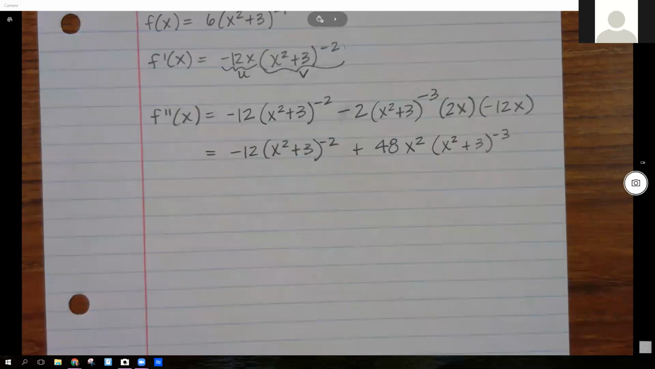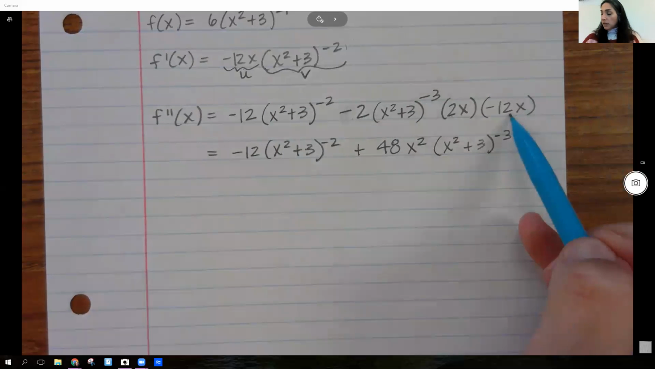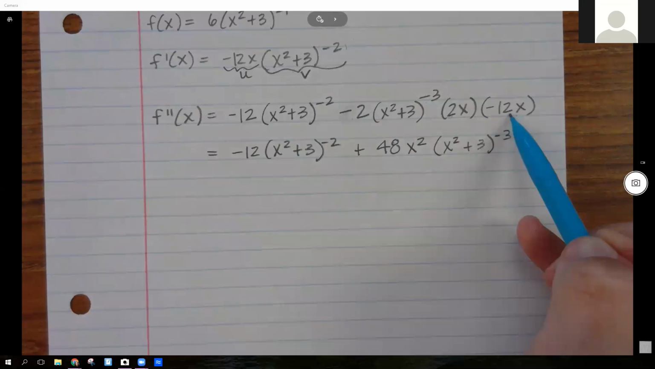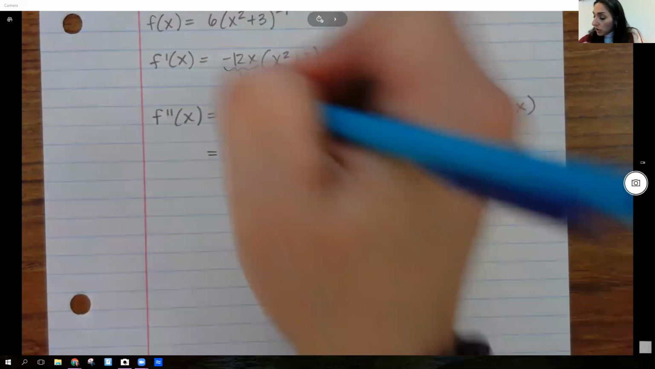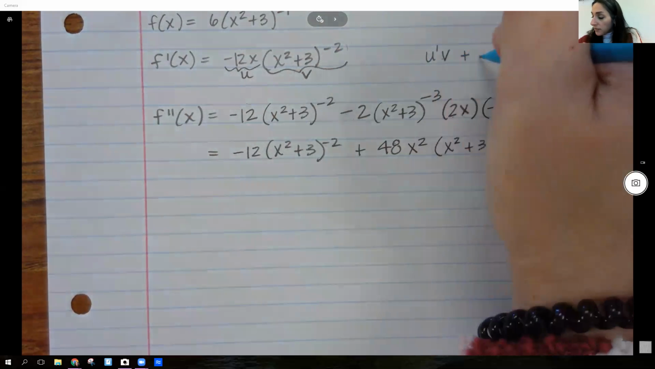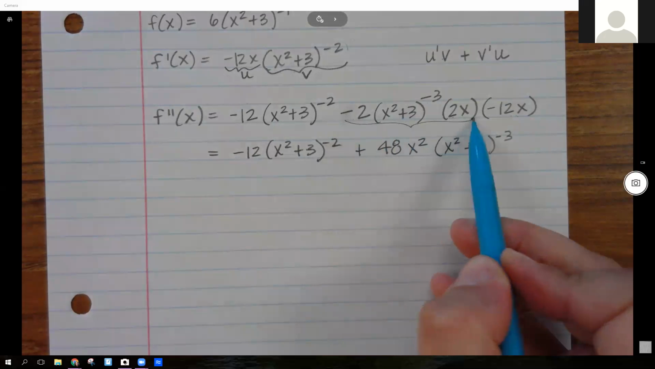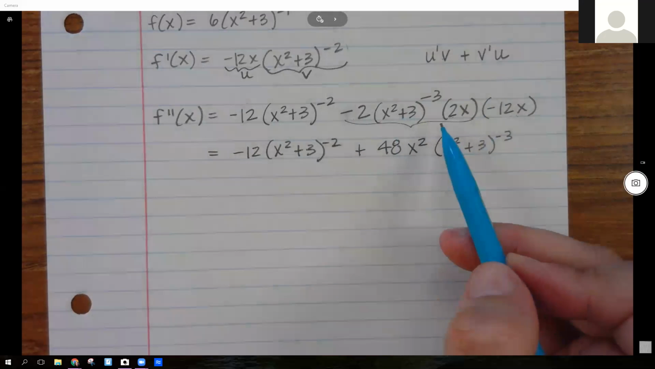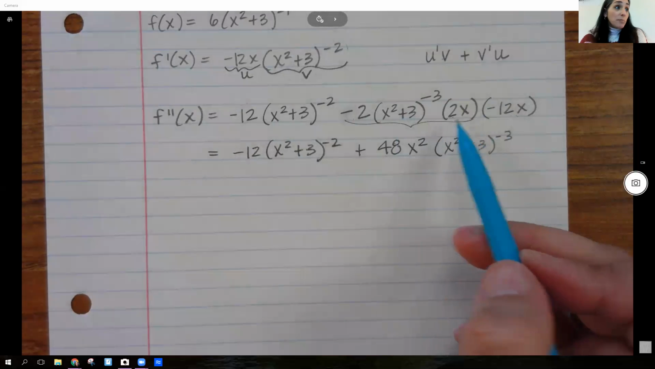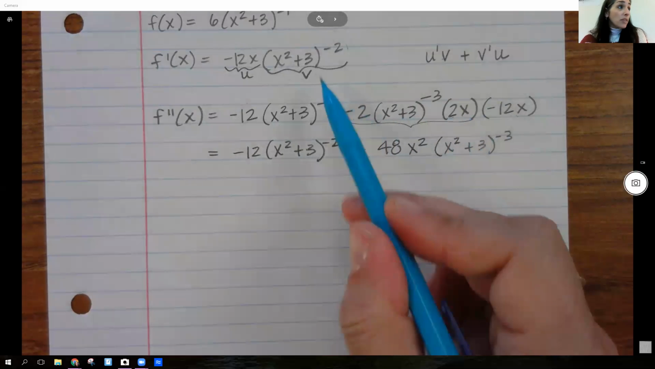All right. So where did the negative 12x come from? Where'd this negative 12x come from? All right, so you're going to do u prime v plus v prime u. Oh, I forgot to add u. Okay, never mind. Yep. And that's easy to miss because this was a lot to do just to get a derivative of one thing.